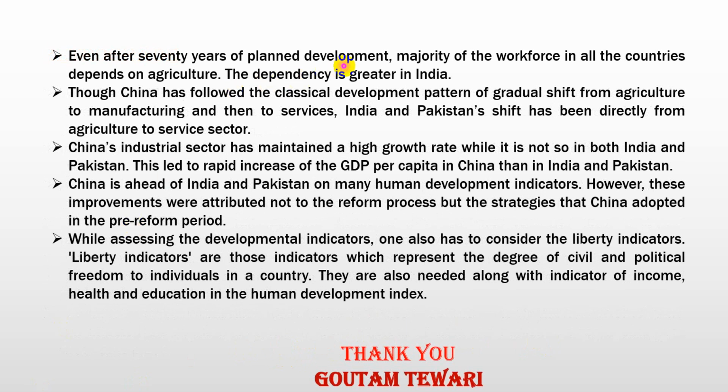Even after years of planned development, majority of the workforce in all the three countries depends on agriculture. The dependence is greater in India. Though China has followed the classical development pattern of gradual shift from agriculture to manufacturing and then to services, India and Pakistan's shift has been directly from agriculture to service sector. China's industrial sector has maintained a high growth rate while it is not so in both India and Pakistan. This led to rapid increase of the GDP per capita in China, then in India and Pakistan.